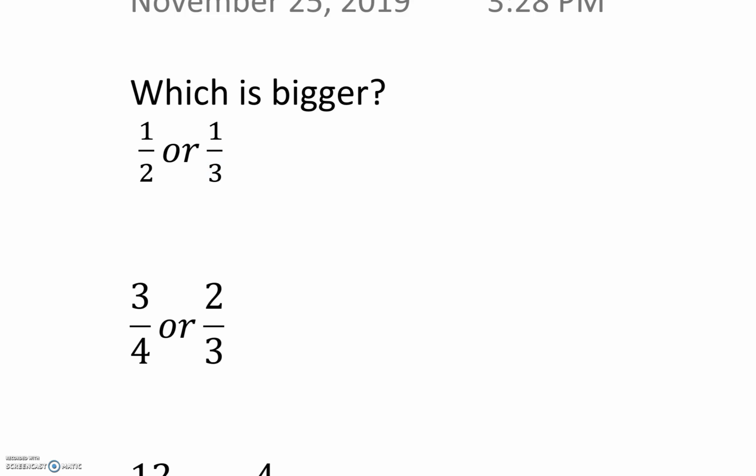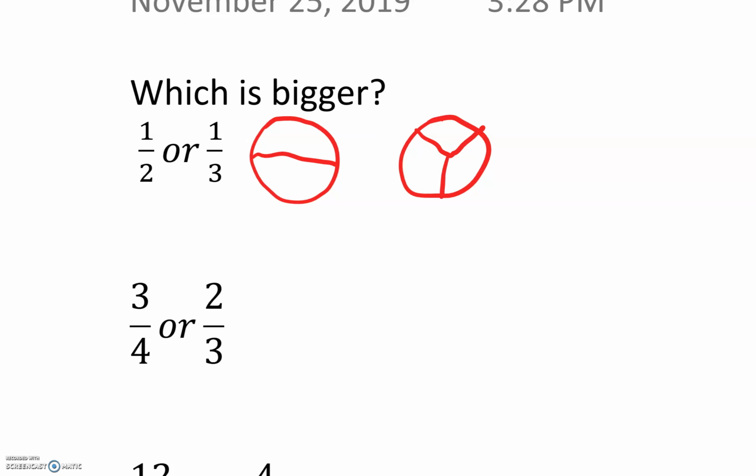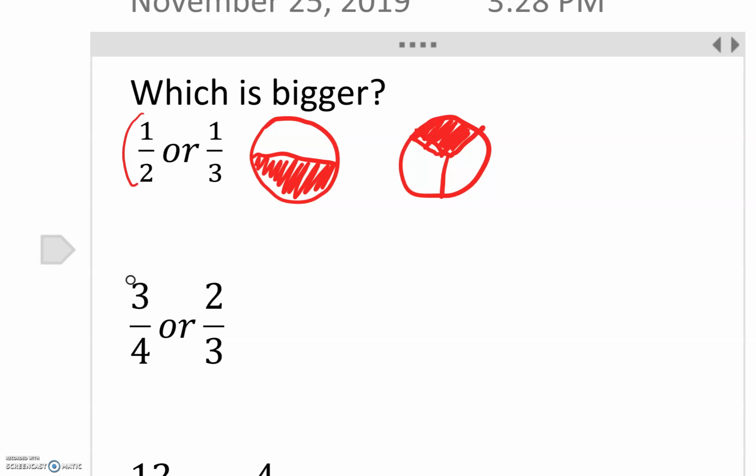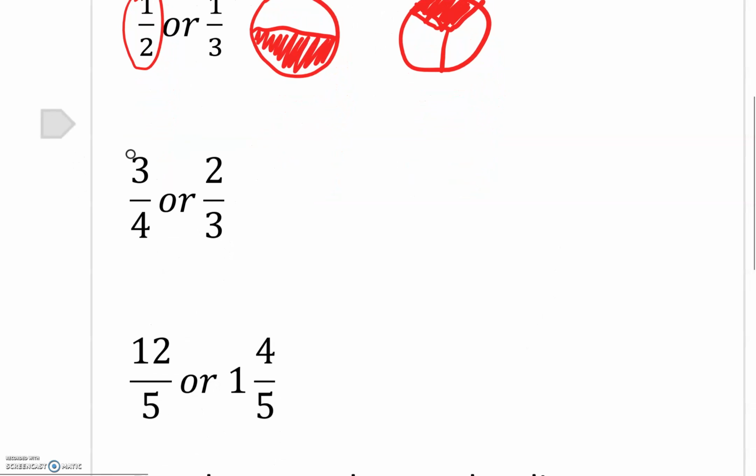So let's just draw it out so we can have some idea. That's a half. And these are thirds. So if I just color this in really quick, that's a half. And maybe this is a little bit not perfect, but it's close enough. And that's a third. So you can easily see that the half is bigger. Okay? So this is bigger. All right, let's move on.